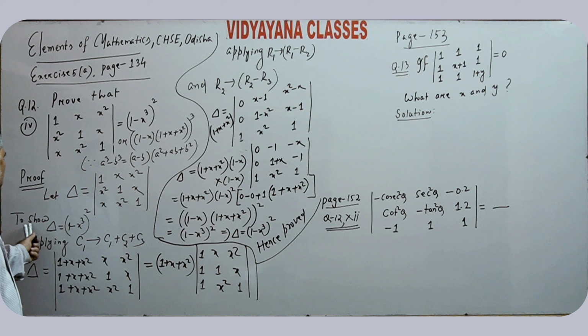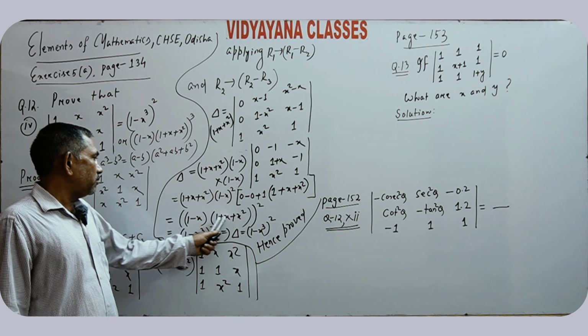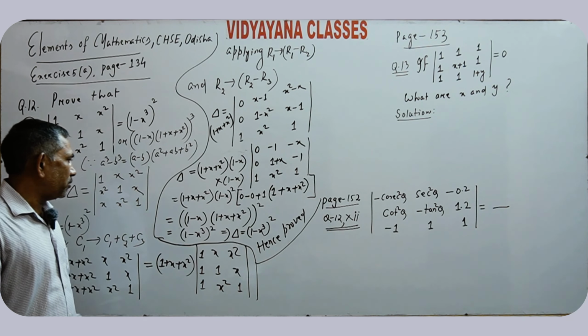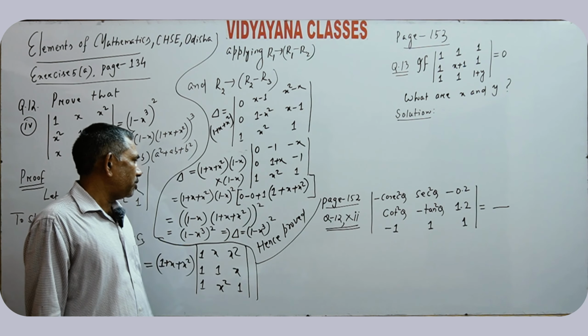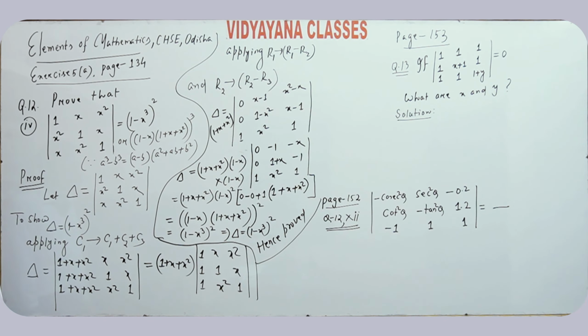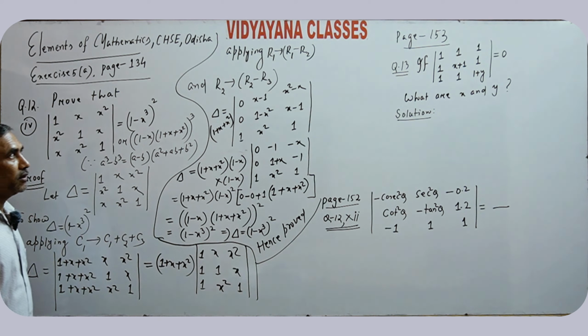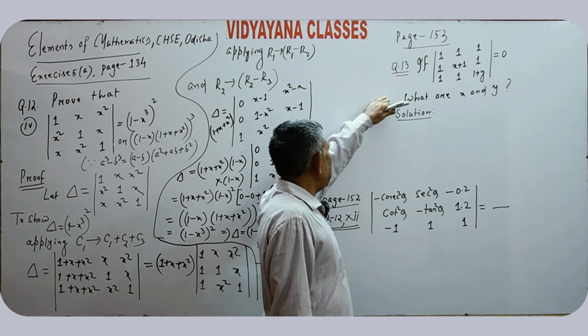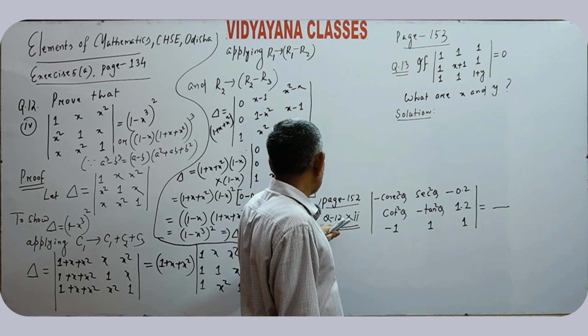We have to show del is equal to 1 minus s square whole square. This into this is equal to 1 minus s square and whole square. So del is equal to 1 minus s square whole square. Hence proved. Clear?